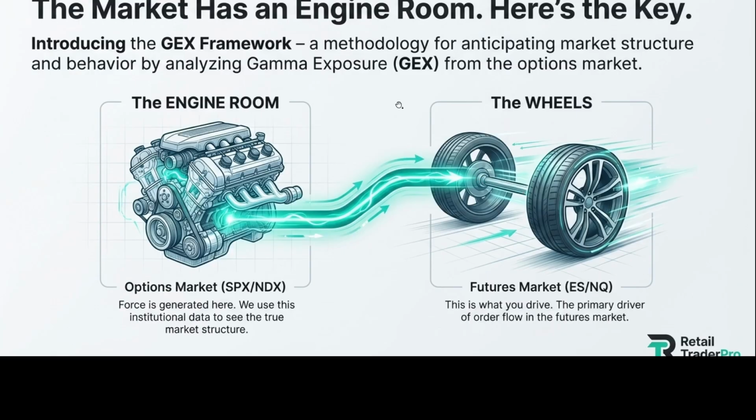The market has an engine room. Here is the key. Introducing the Gex framework, a methodology for anticipating market structure and behavior by analyzing gamma exposure from the option market. What happens? The auction market, in this case SPX and NDX, is the force that is generated here in the engine room. We use this institutional data to see the true market structure.